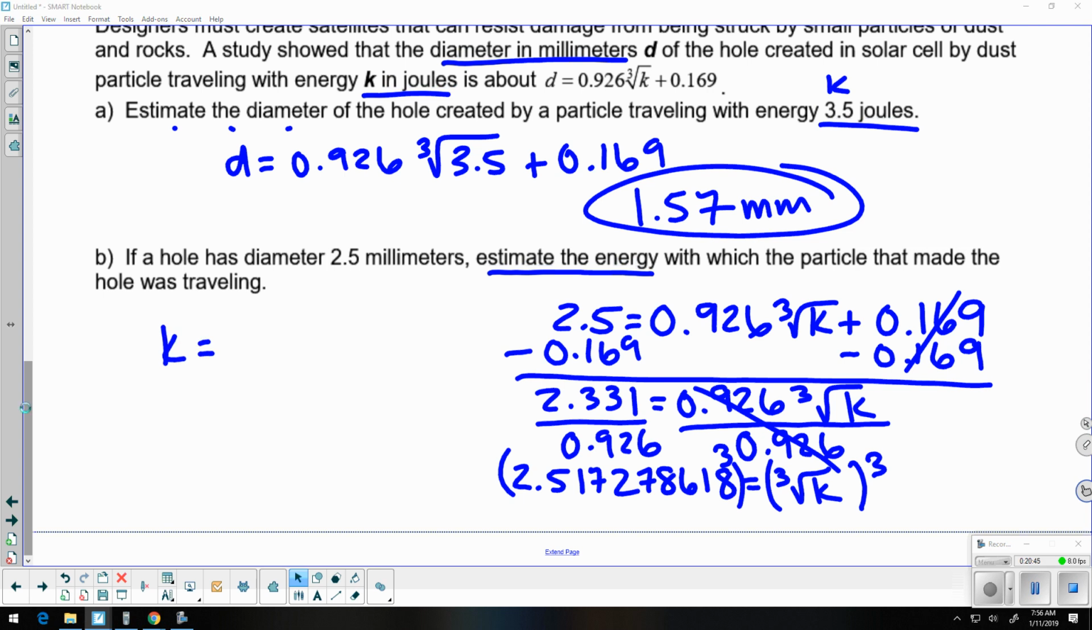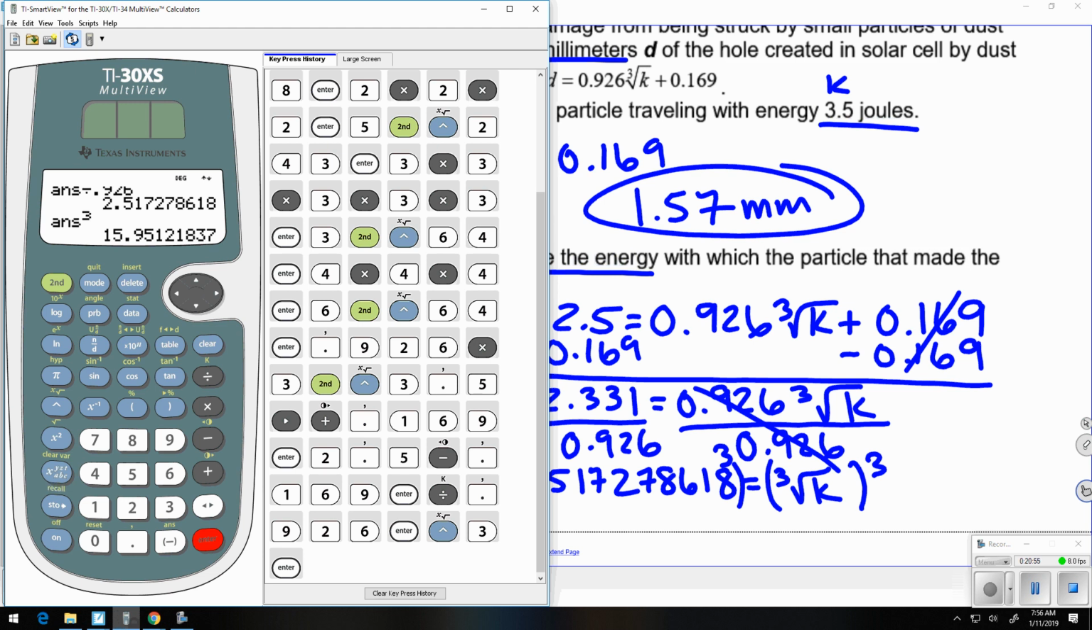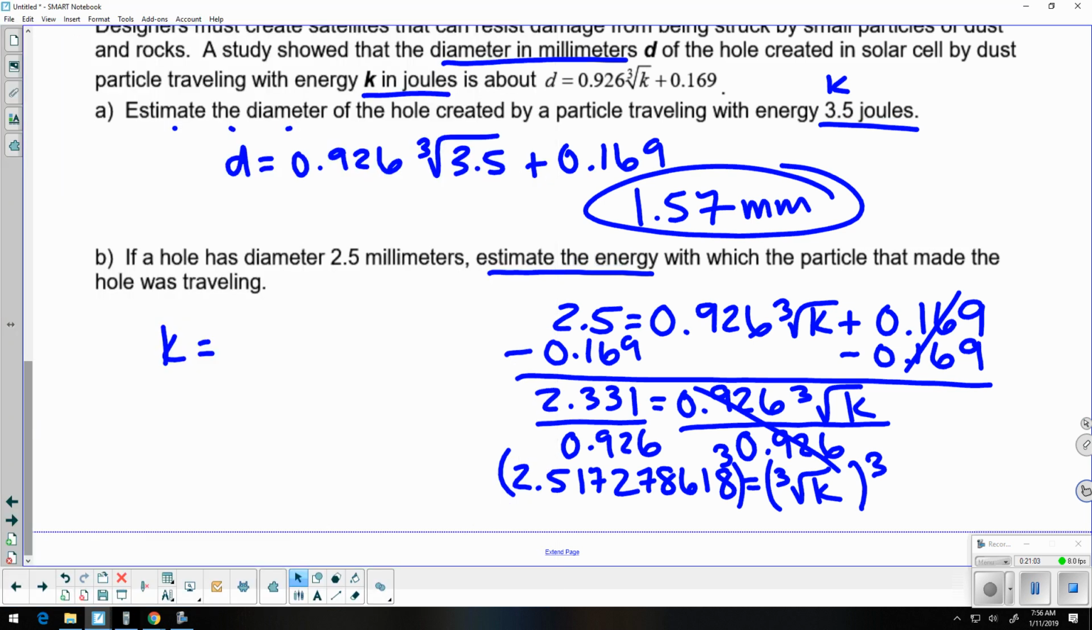So I'm going to take this answer in my calculator, that current number, and just cube it. I'm just going to raise it to the third power, so answer cubed, and it comes out to be this. Again, we'll estimate that. We'll just round it off to the nearest hundredth. I'm going to say it's about 15.95 is K. And again, this is being measured in joules, so that would be your label.